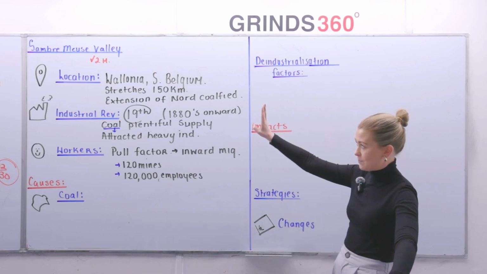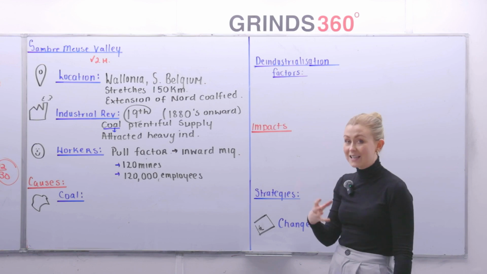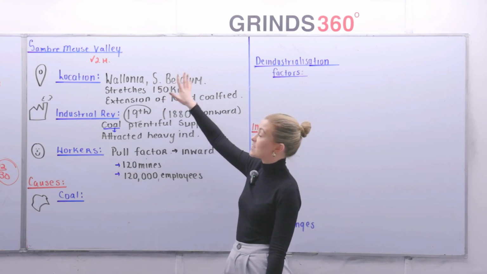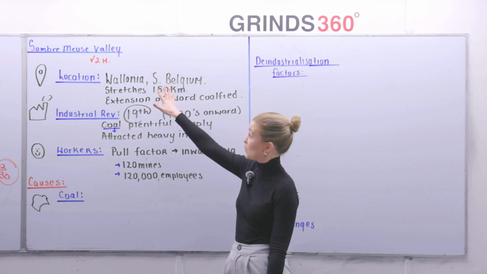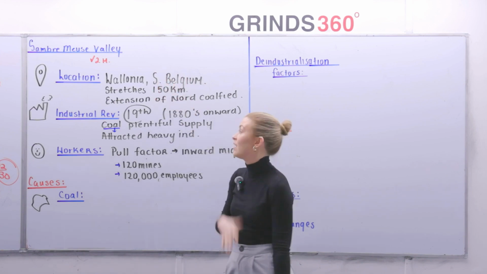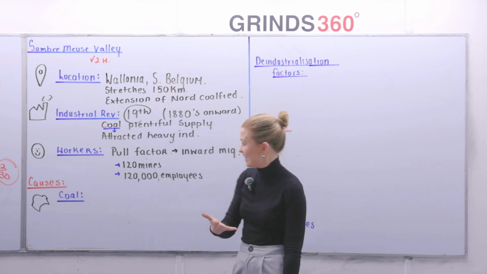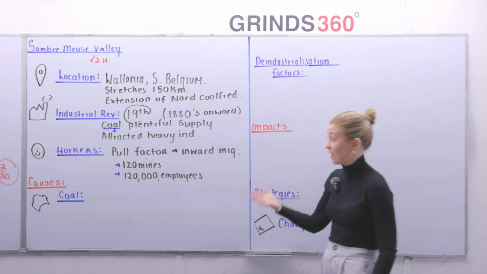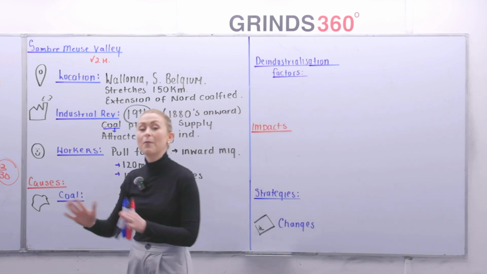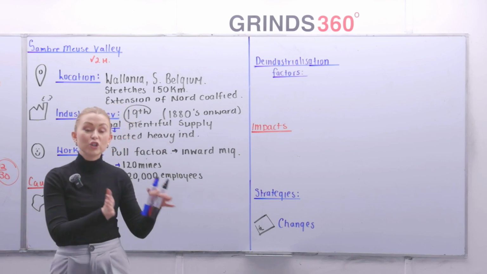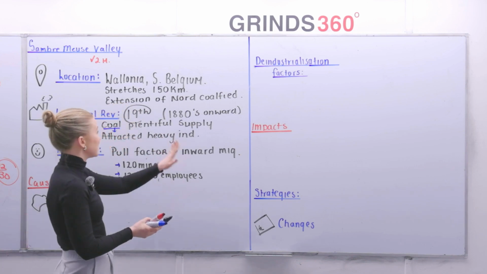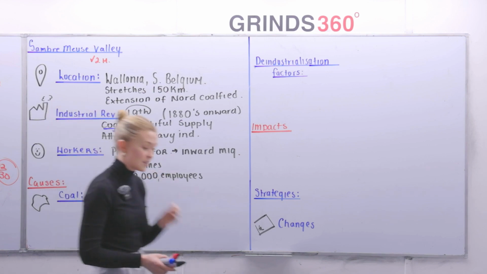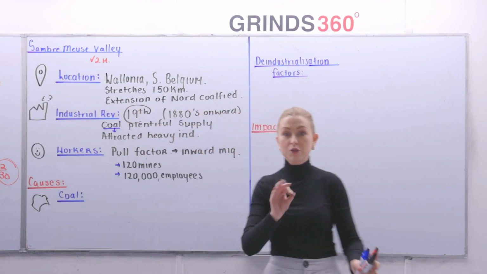The Sambre-Meuse Valley is located in Wallonia, in the southern province of Wallonia, in southern Belgium. I could just say province of Wallonia. It stretches 150 kilometres, extending from northern France to Liège. It is an extension of the North coalfields in France. Done. Tick and 2.